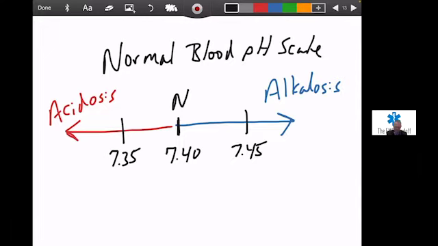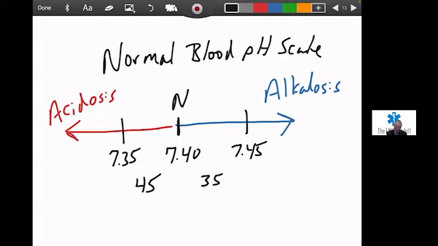So CO2 is the primary acid substance in the body. If we get above 45, it is acid. If we get below 35, you'll notice that these two numbers are switched. That's because if we get rid of the CO2, we become alkalotic. If we hold on to CO2, we become acidic. So you'll notice that these two numbers are switched, and that's on purpose when I wrote this down.